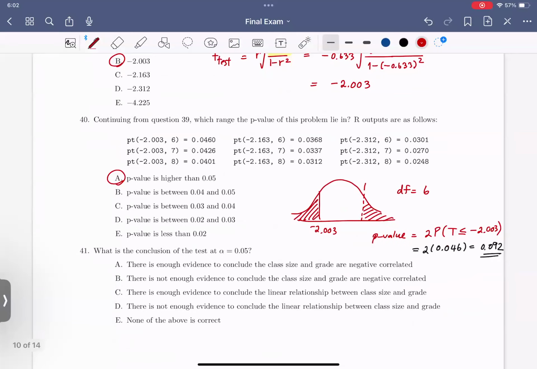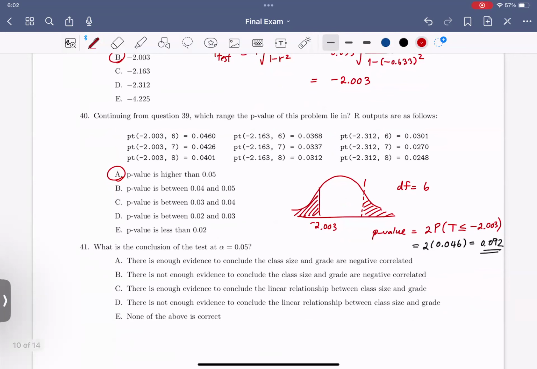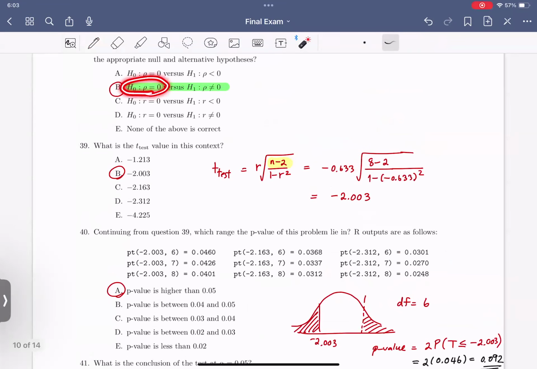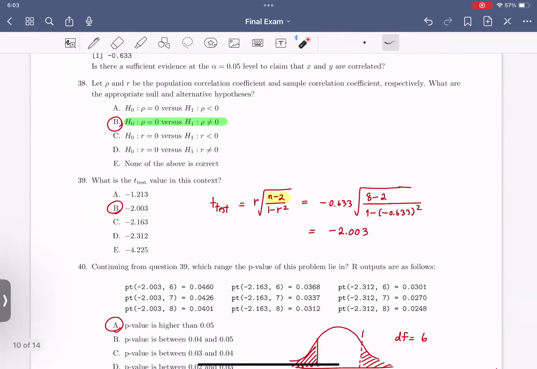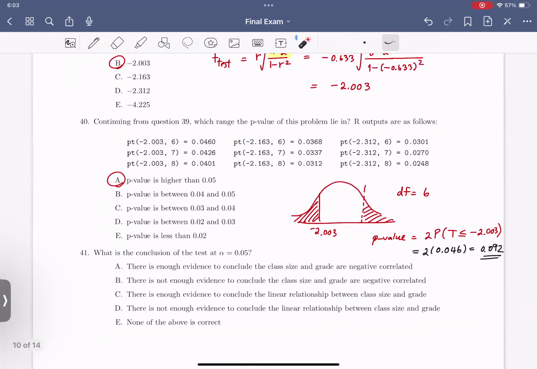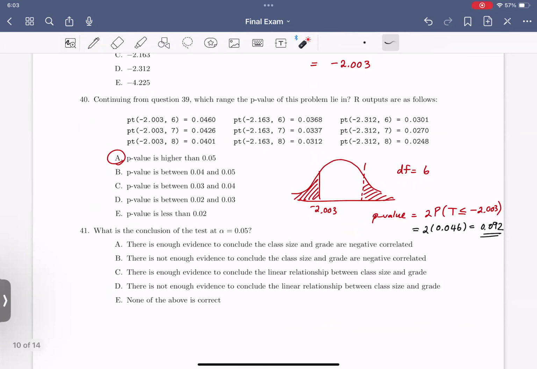Question 41. What is the conclusion if you use alpha equal to 0.05? Well, now you reject the null. You fail to reject, sorry. You fail to reject the null hypothesis because the p-value is bigger than 0.05. That means you believe H0, that rho is equal to 0. You believe that there is no relationship, or in other words, X and Y are not correlated.